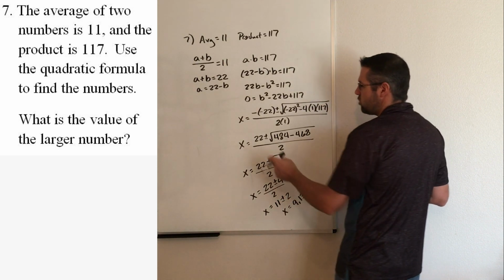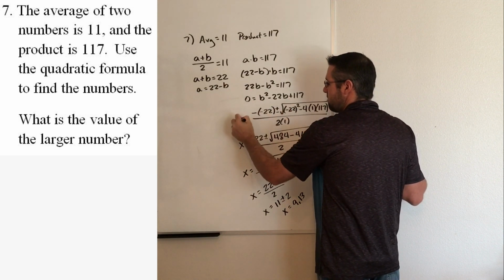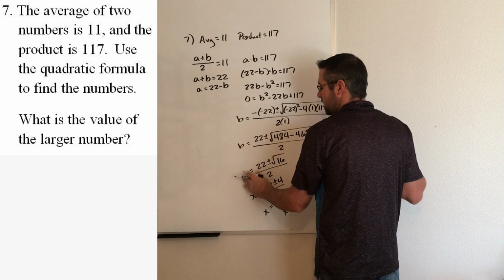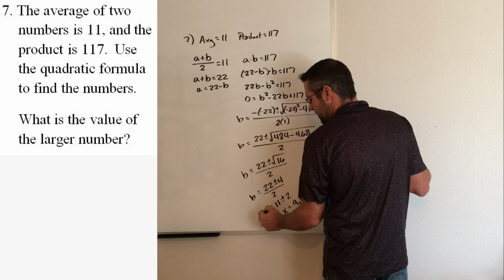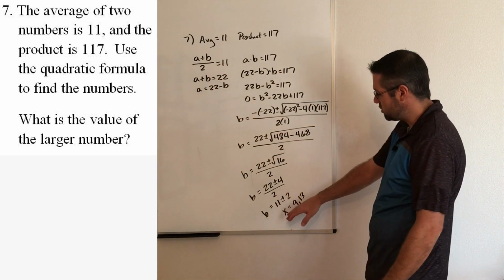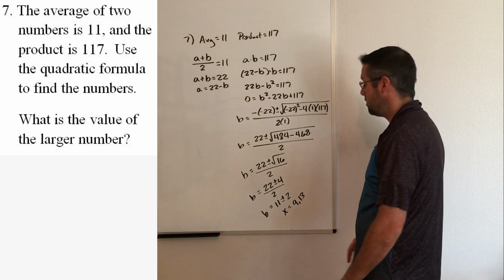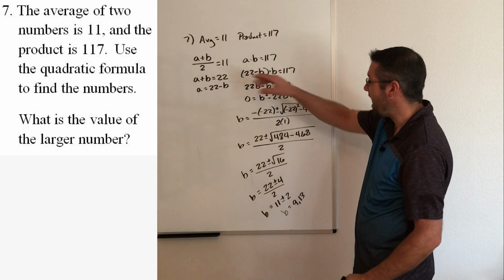So technically, I shouldn't have used x. The term I was solving for was b, so we'd say b equals this value. Because I labeled these values a and b, I should have maybe called them x and y. But anyways, that's the two possible values for b. And now I need to find the value of a.